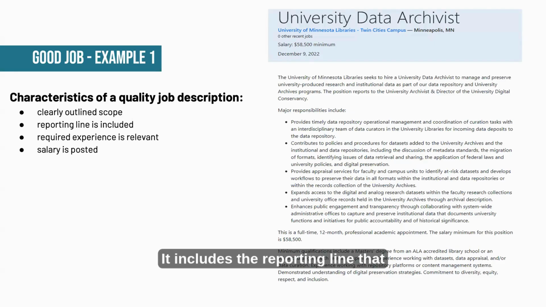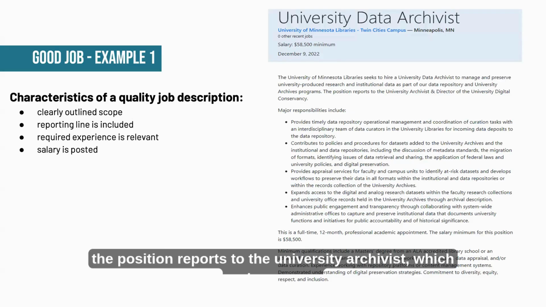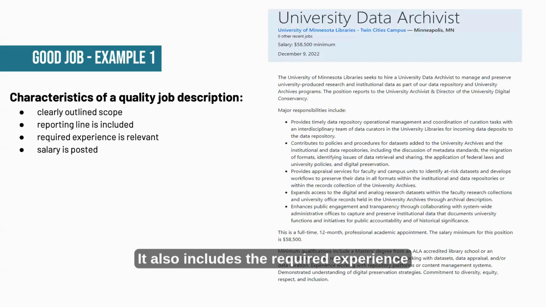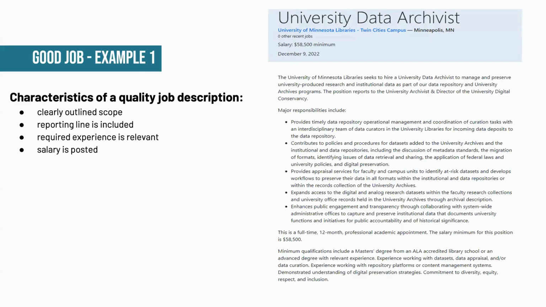It includes the reporting line that the position reports to the university archivist, which makes sense, and the director of the university digital conservancy. It also includes the required experience that is relevant to this position. There's a salary posted for this job, which makes it a bit more competitive for applicants.